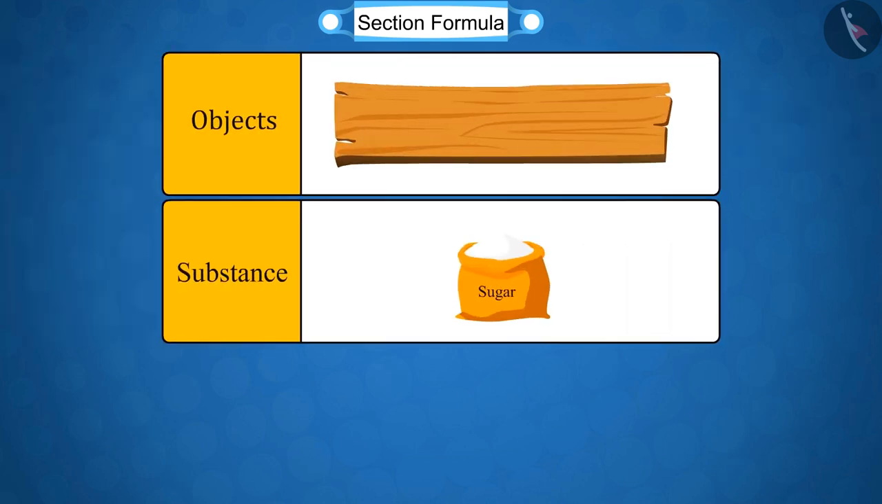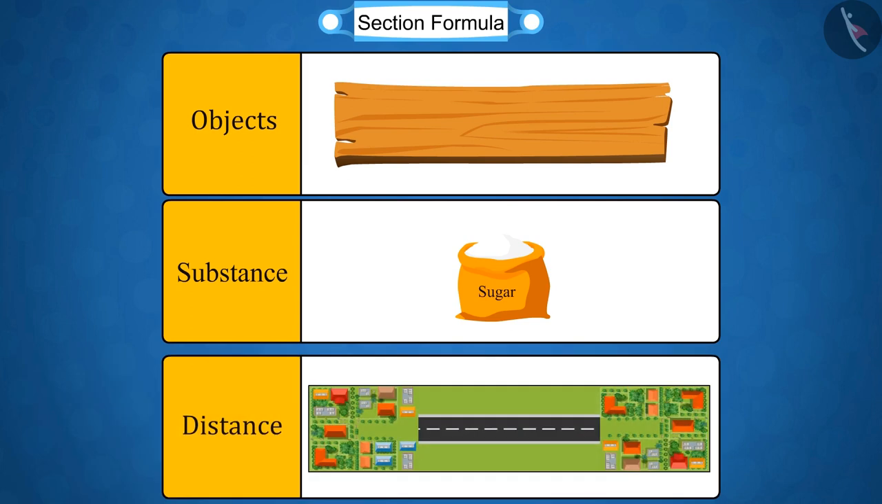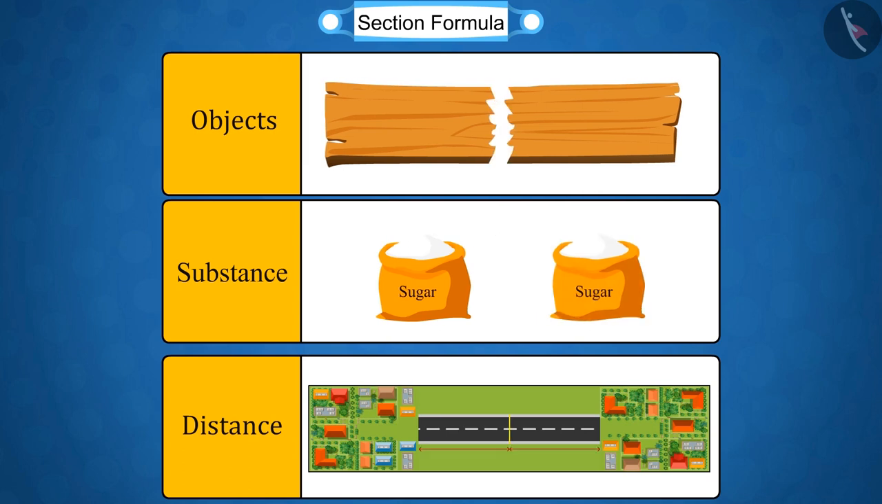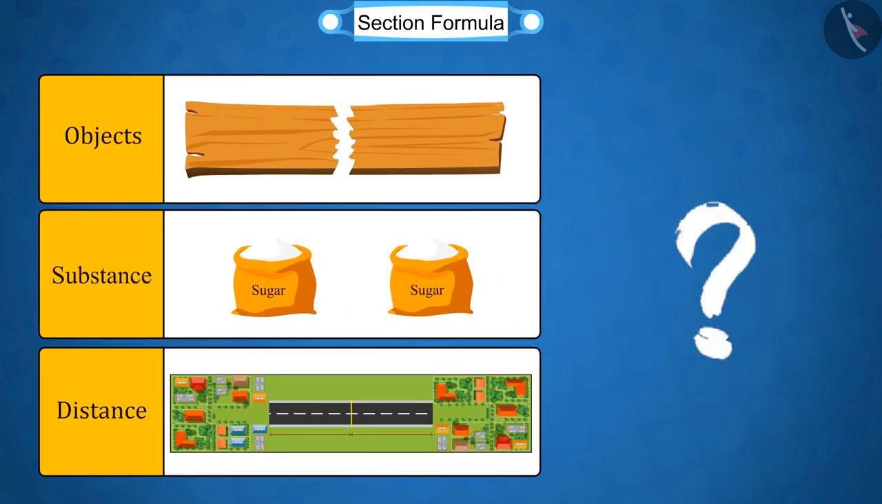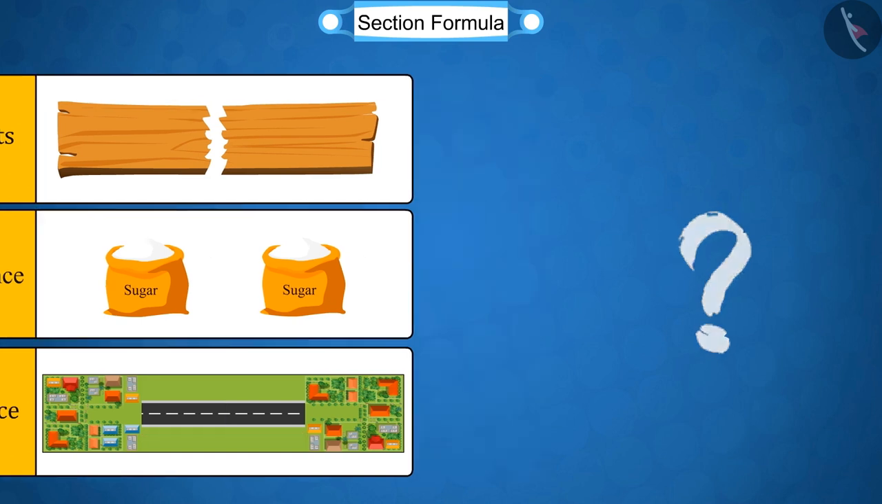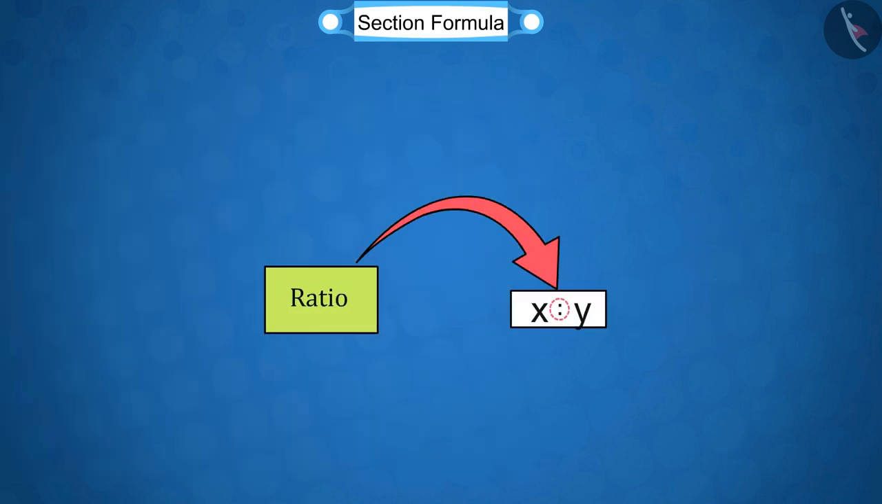You all know that in order to divide an object, substance, distance, etc. in equal ratios, we divide it into half, that is, into two equal parts. So can you tell how an object, substance, distance, etc. are divided into different ratios? Absolutely correct. For this, we use the ratio.